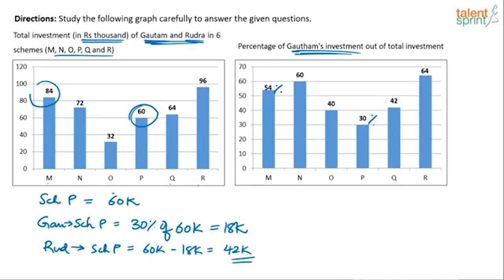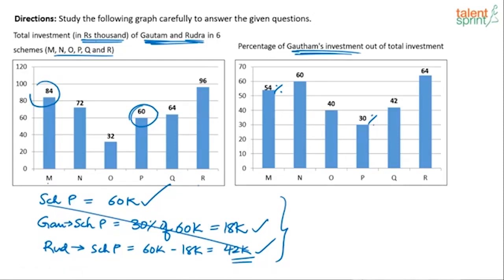So what can be extracted from this data? What all is available in this data? We know the total investment and we know individual investments. You can do these calculations mentally. You don't have to put pen on paper for this, right? For example, I want Rudra's investment in scheme Q, let us say.